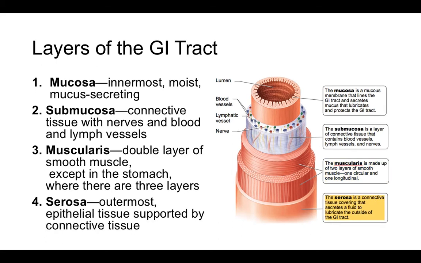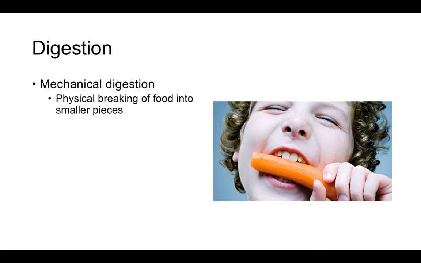And then the external layer is called the serosa, and this is the connective tissue. This is what holds your guts in place, basically, and holds it together. So digestion is the main thing that the GI tract does, and it does it 2 ways. The first is mechanical digestion.